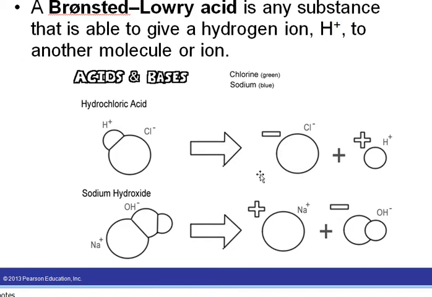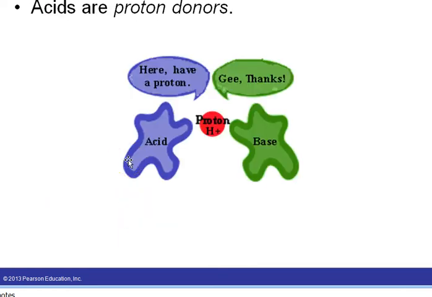You'll love it. Okay. A Bronsted-Lowry acid is any substance that is able to give a hydrogen ion to another molecule. It's all about given and taken here in chemistry. So you got hydrochloric acid. Remember our super fun hydrochloric acid? What does it do? It gives away this hydrogen ion. Sodium hydroxide, what is it? Gives away this little OH. That makes it a base. Acid, base.